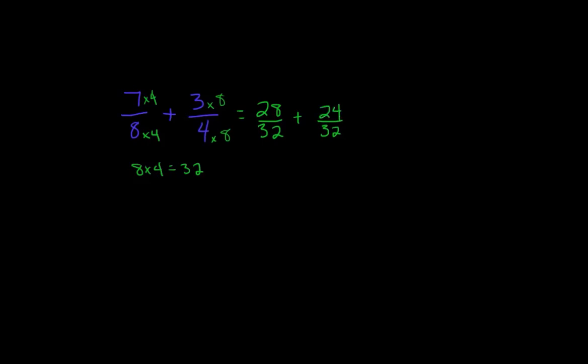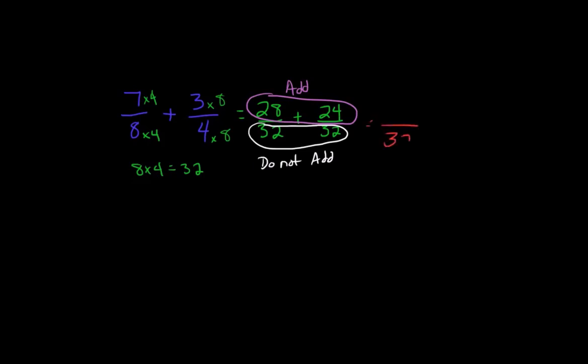Now that I have a common denominator, I'm going to go ahead and add my numerators. Remember, do not add your denominators. You can go ahead and add your numerators together. You're simply just going to rewrite your denominator. So over here, this is my new denominator, 32. I'm going to figure out what 28 plus 24 is. So 8 plus 4 is 12. Carry the 1. 1 plus 2 is 3. Plus 2 is 5. So that is 52.